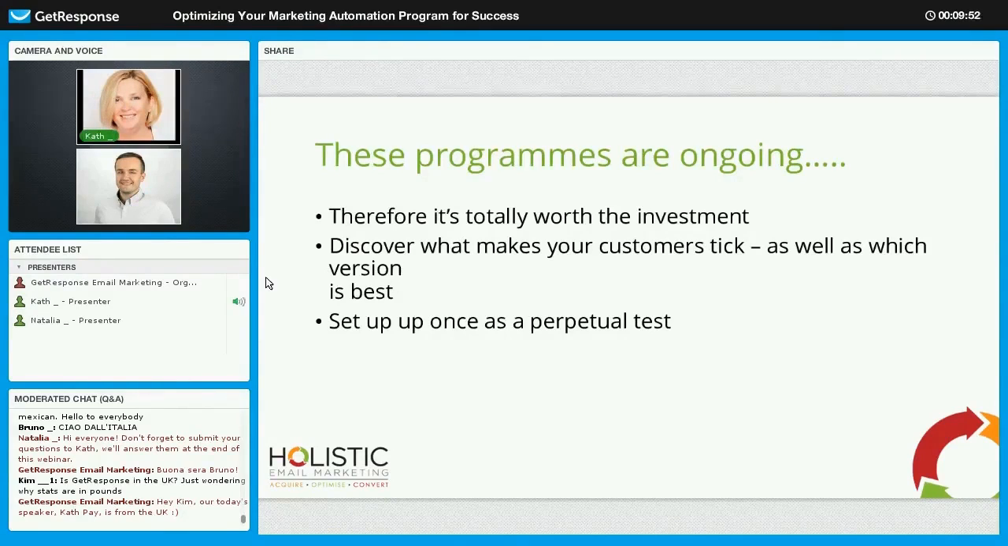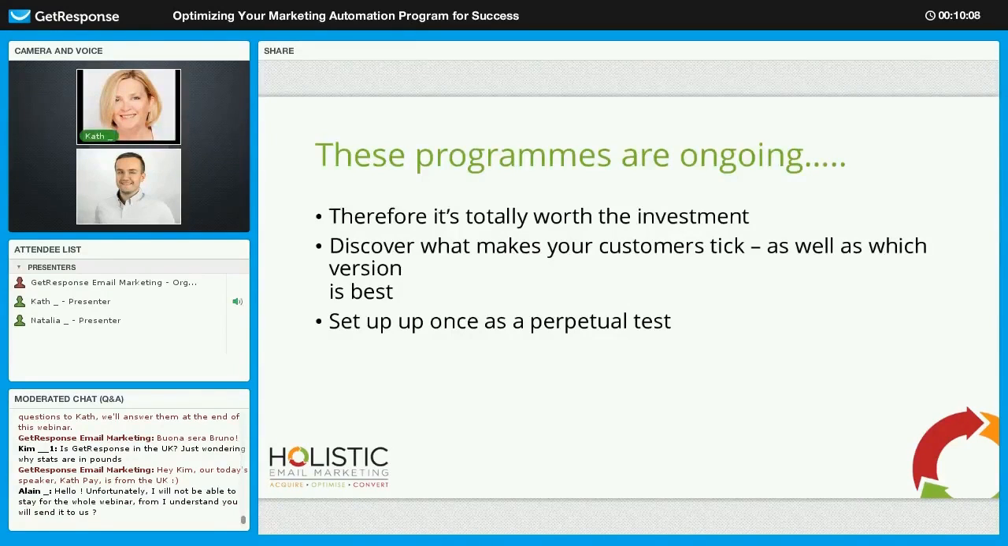So what I'm going to do today is show you how, when you're setting that program up, you can be setting up the test alongside it, and it will become part of it. It will become a habit. It will become part of the process. And you won't even be thinking about it. You won't be questioning it. It will just become the process.